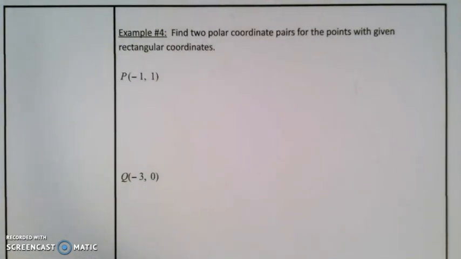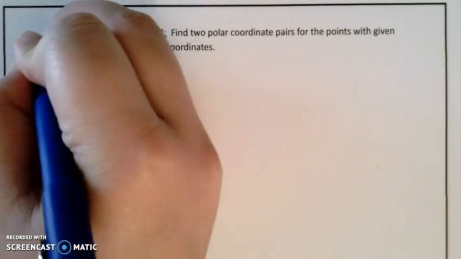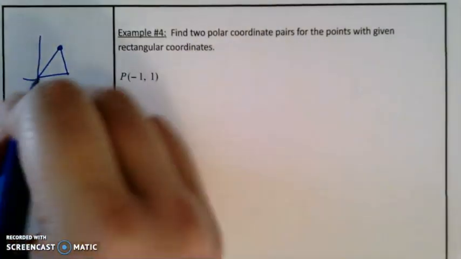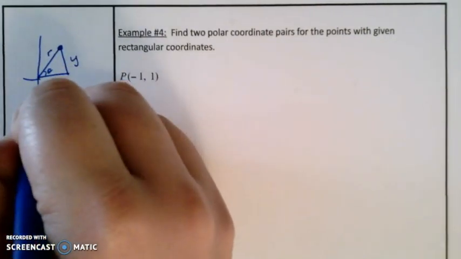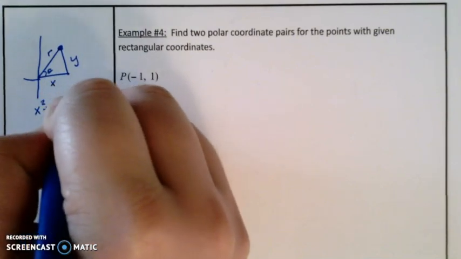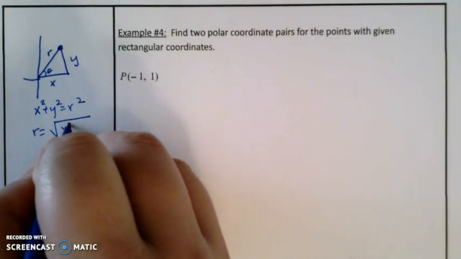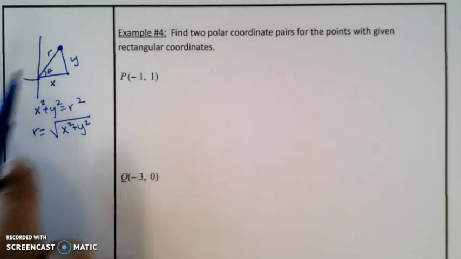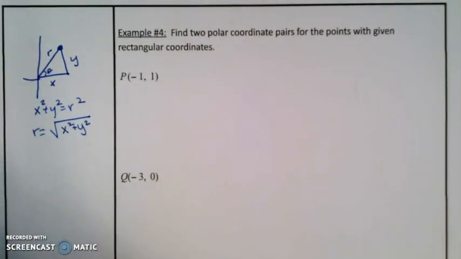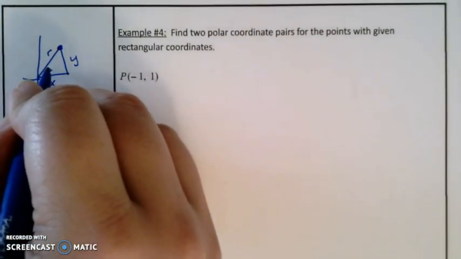So if we're given the rectangular coordinates and we want to find the polar coordinates, for this we need to recall the Pythagorean theorem. If this is my angle theta, this would be my radius, my x, and my y. So x squared plus y squared equals r squared, which gives us that r equals the square root of x squared plus y squared. We don't have to worry about the plus or minus because this is a distance, so it has to be positive, okay?